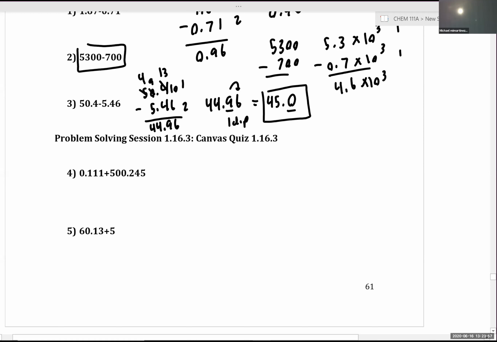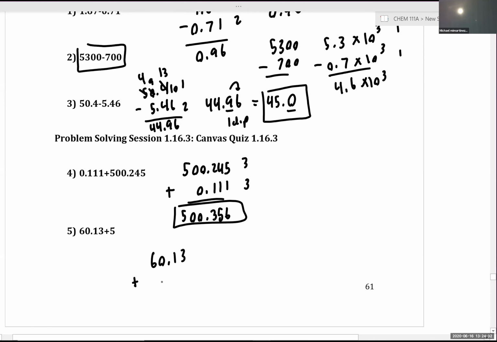So let's discuss now. So we have 500.245 minus 0.111. Both of these numbers have 3 decimal places, and that in turn gives us 500.134. Perfect. Oh, whoops, sorry. This is addition. Let's add these numbers together. So 500.356. Perfect.